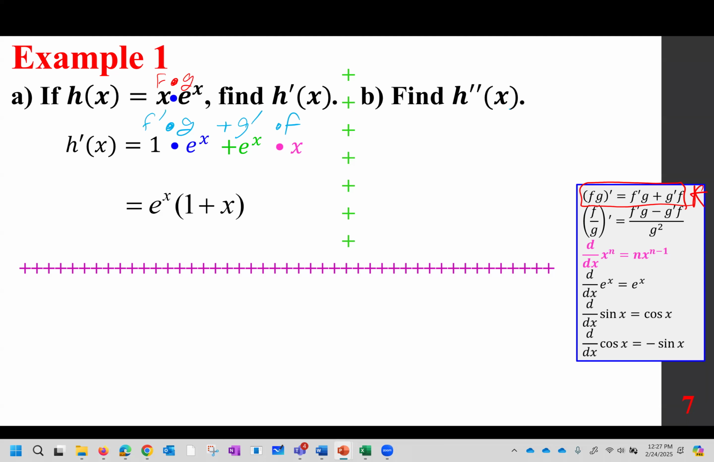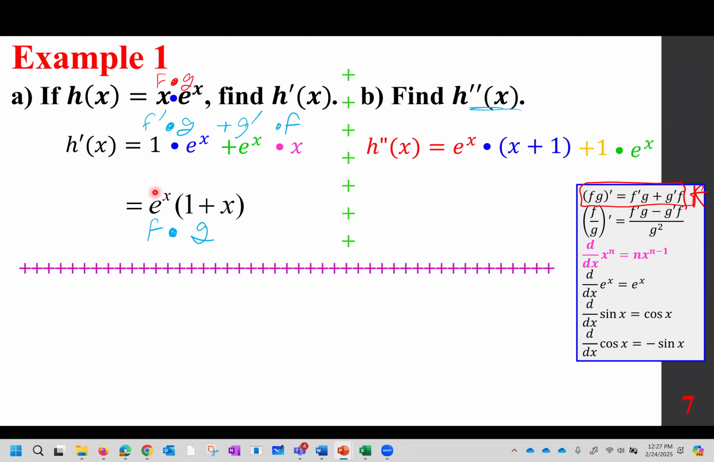Find h double prime, which means then you want to differentiate this again, and I'm going to write this as f times g again and use the product rule again. So f is e to the power of x. F prime is itself times g, which is 1 plus x, or x plus 1, makes no difference. Plus g prime, the derivative of the parentheses, is just 1 times f, which is e to the power of x.